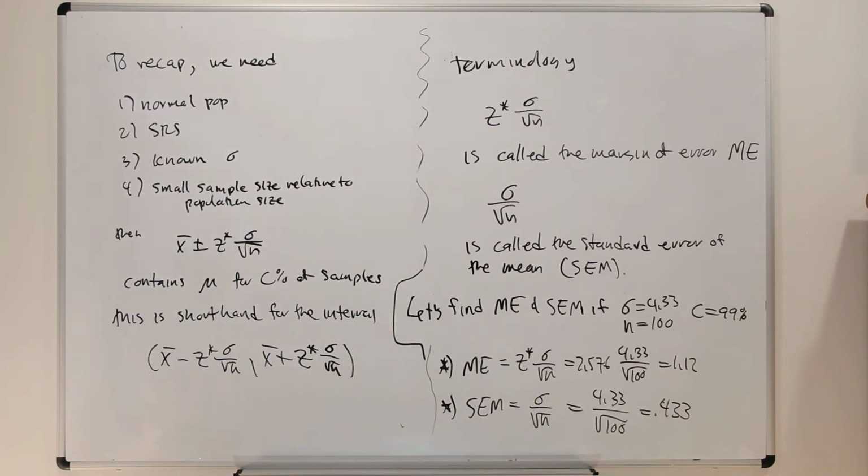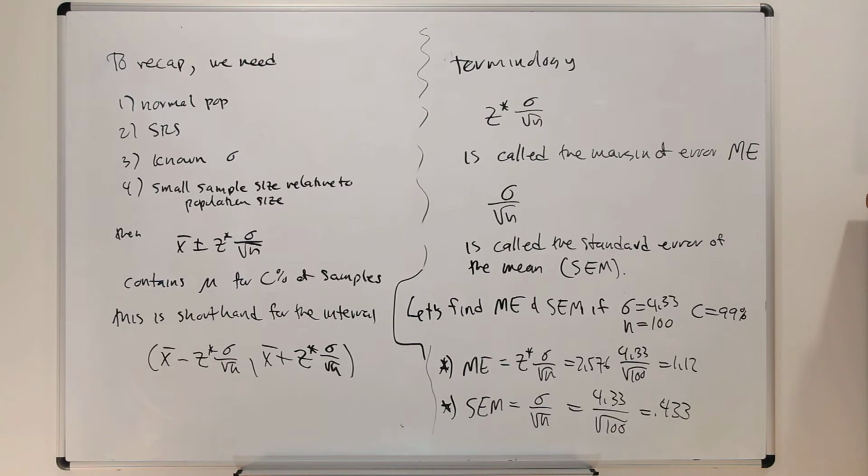Okay, so let's just see where we are. To recap, we said we did normal population, simple random sampling, known sigma, small sample size relative to population size. And then x bar plus or minus c star sigma over root n contains the population mean mu for c% of samples. So c star depends on the confidence level c.